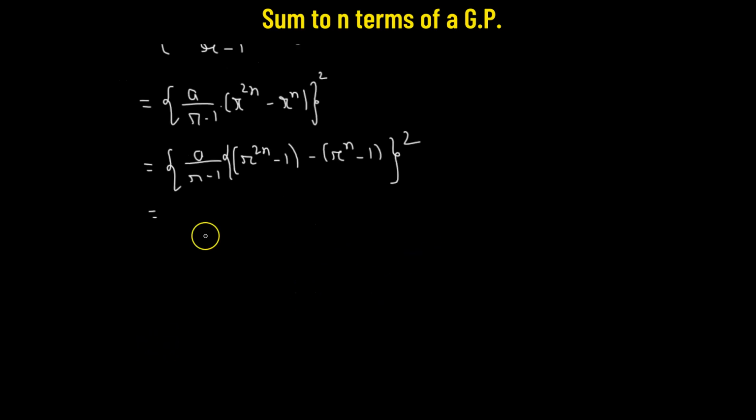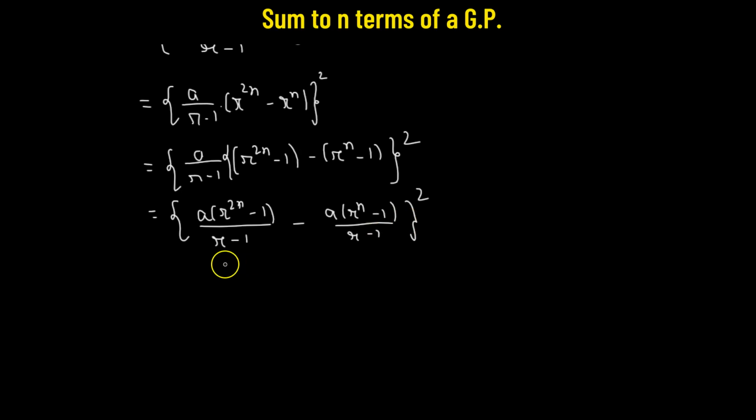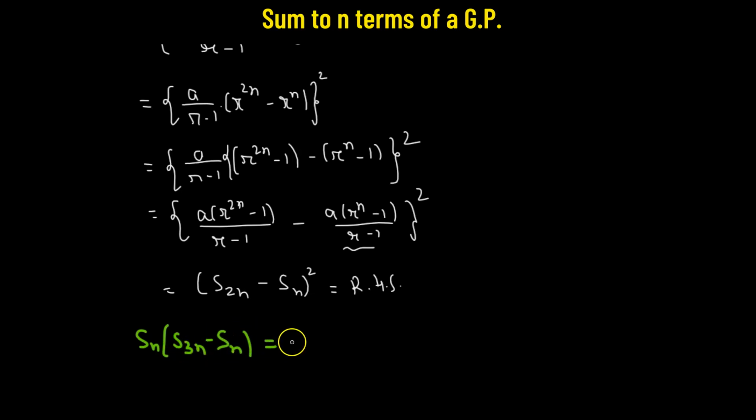So this can be split into two parts as A times (R raised to the power of 2n minus 1) divided by R minus 1 minus A times (R raised to the power of n minus 1) divided by R minus 1, whole squared. And we've already defined this as the sum to the 2n terms minus the sum to n terms, whole squared, which is the expression on the right hand side. So hence we have successfully shown that Sn multiplied by (S3n minus S2n) is equal to (S2n minus Sn) whole squared.